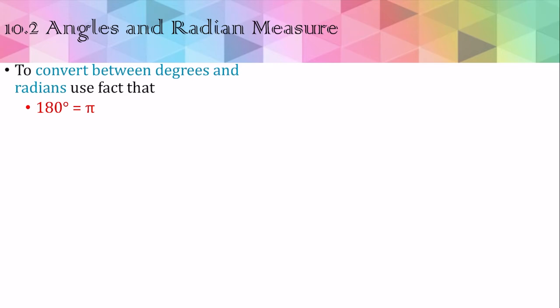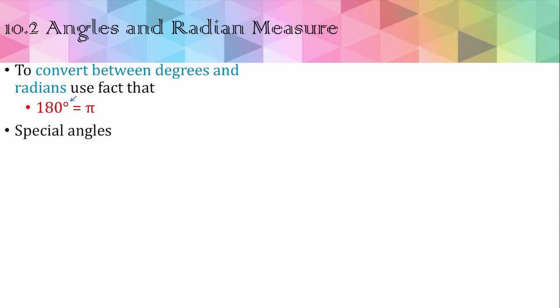To convert between degrees and radians, use the fact that 180 degrees equals pi radians. So how do you tell the difference between degrees and radians? A lot of people are going to say, oh, if it's in pi, it's in radians. No, that's not true. If it has a degree symbol, then it's in degrees. If there is no degree symbol, then it's in radians. So there's no degree symbol on the pi, therefore you know it's in radians. Pi is a number, not a unit.